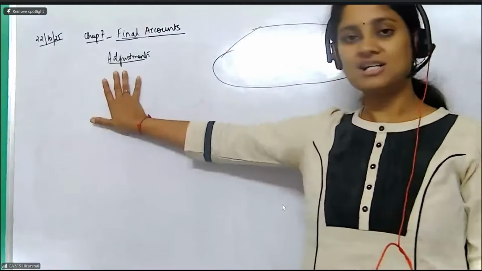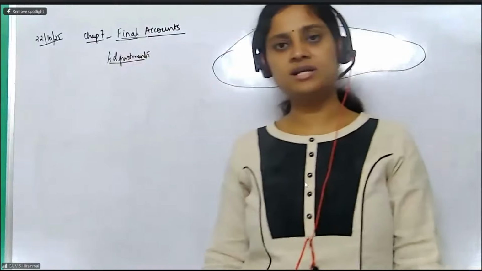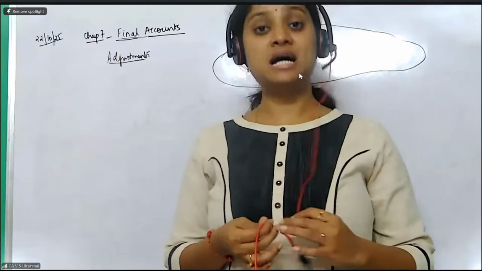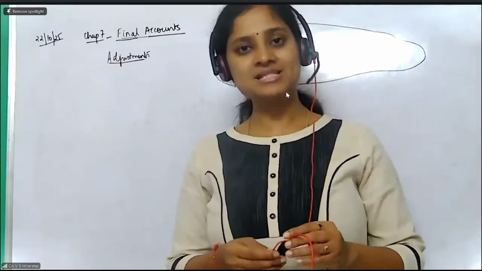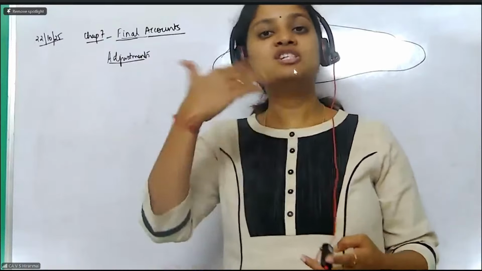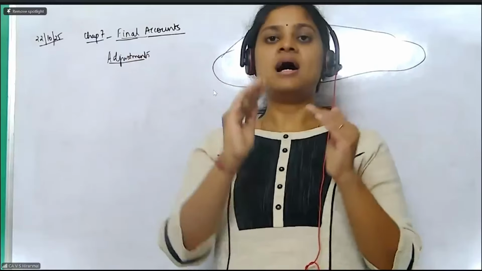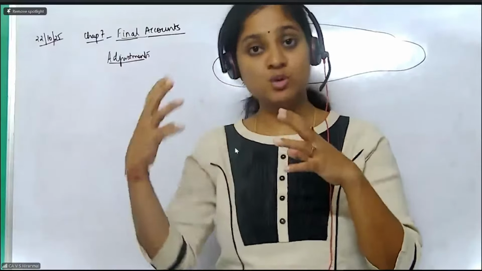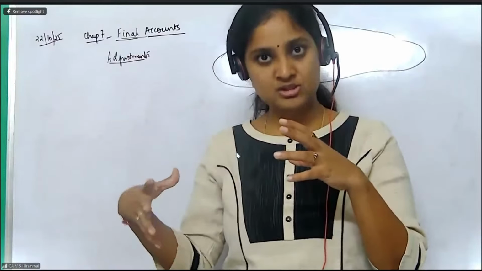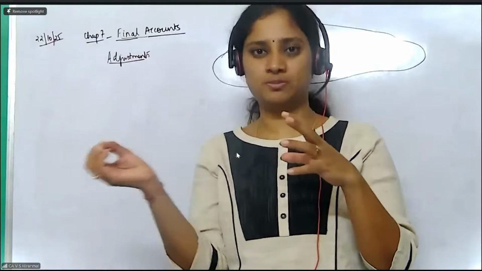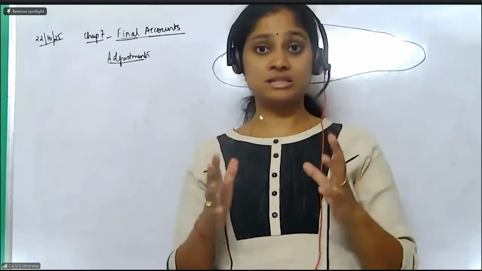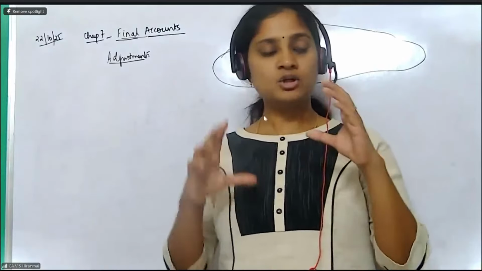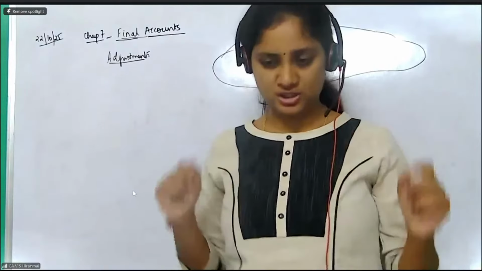So, madam, what are adjustments? Already I've told you, adjustments are those which come once you have finished preparing the trial balance. After preparing the trial balance, if you understand that a few transactions are suddenly cropping up into the picture, what do I do? How do I deal with them? This is the point. So now coming back, how do you deal with the adjustment?